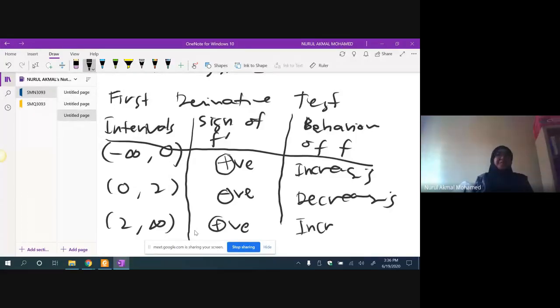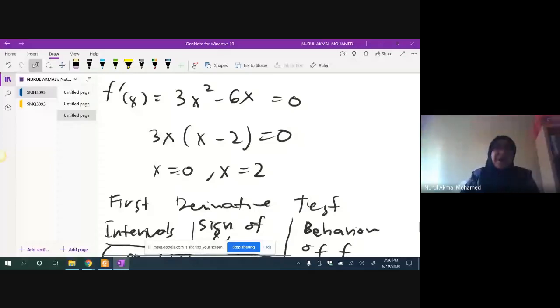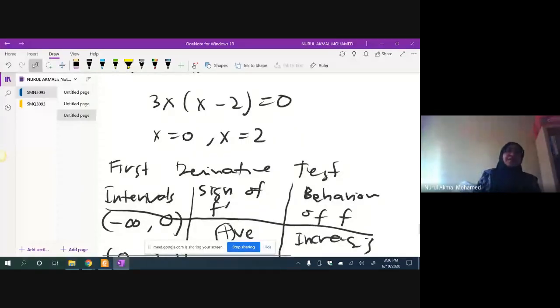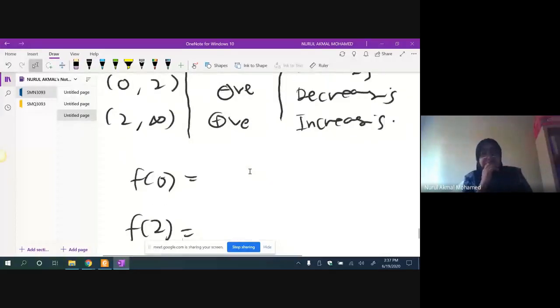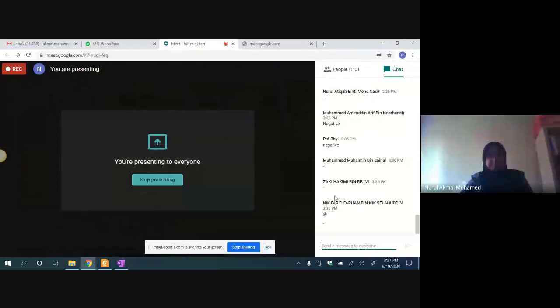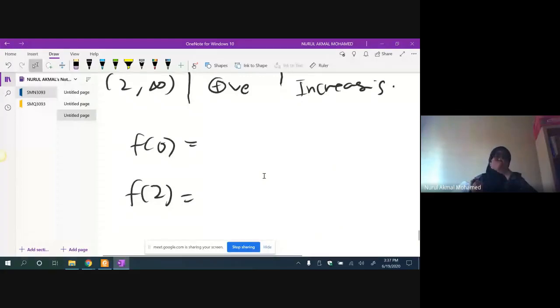Okay, now let's plot. Before we plot, we have to find the values for f: f of 2 and f of 0. What is f of 2? What is f of 0?